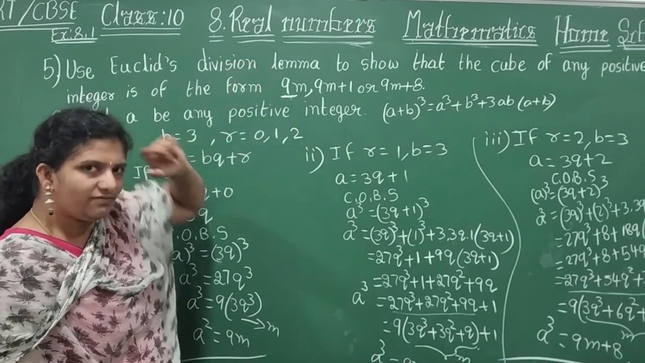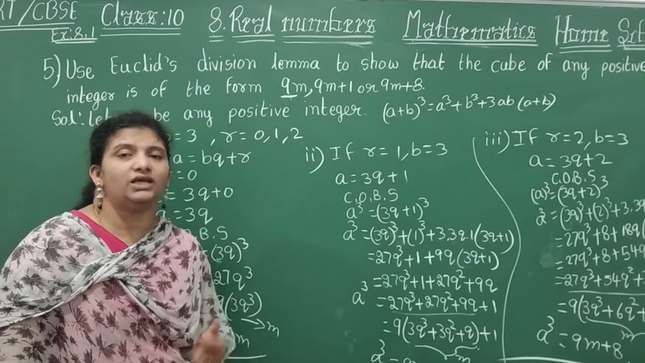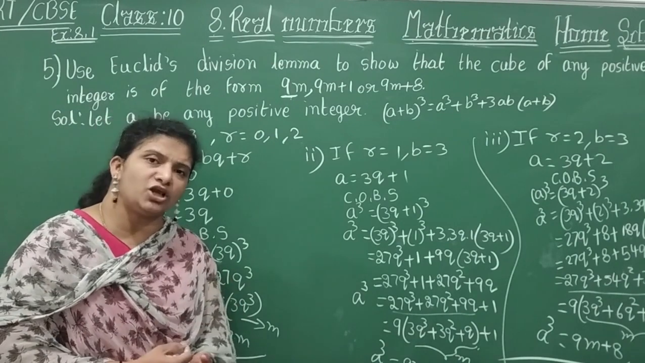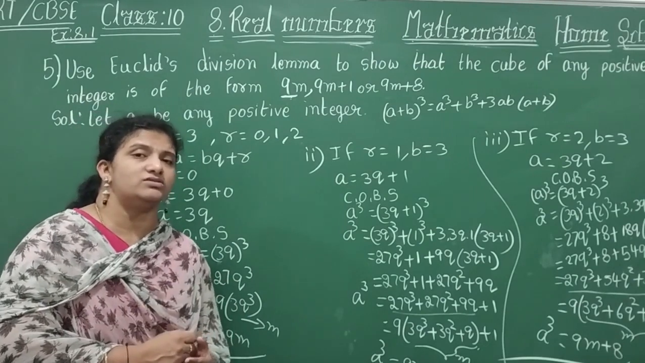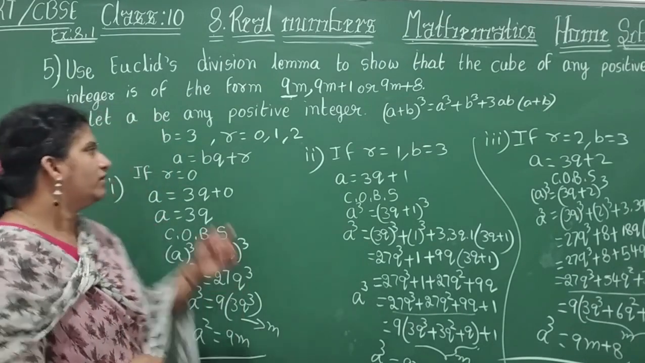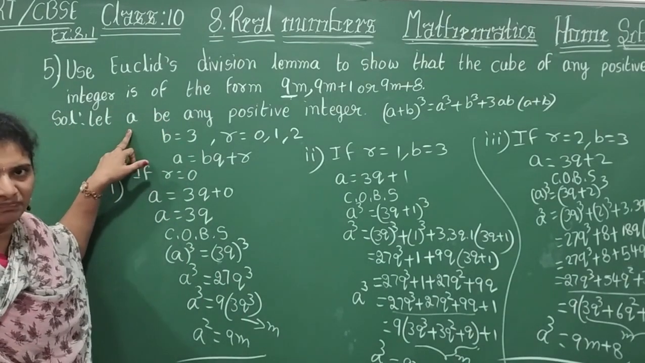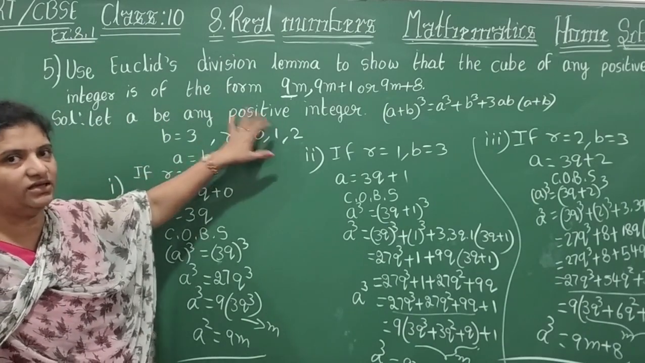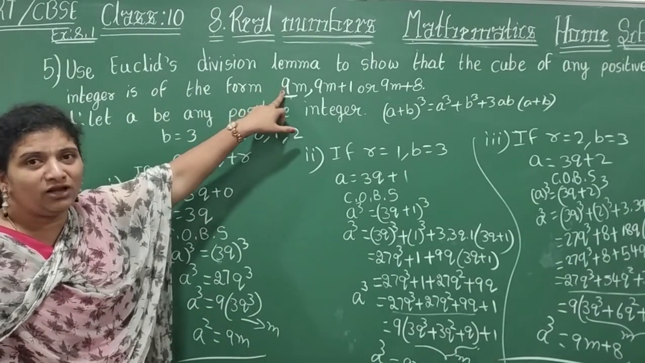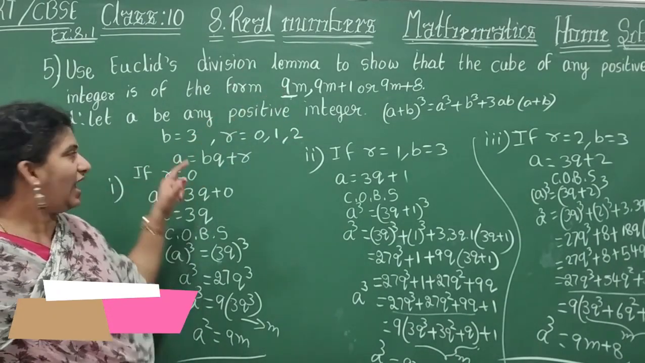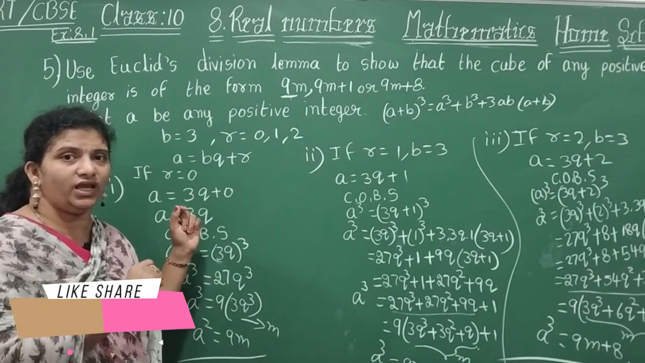Yes, b is 9. r will be 0, 1, 2, 3, 4, 5, 6, 7, 8. So what's the condition? In Euclid's division lemma, a is equal to bq plus r, where r is greater than or equal to 0 and less than b. So now I have considered a positive integer as a. If a is a positive integer, then in Euclid's division lemma, I am not going to take 9 here, I have taken 3. So children, why must I have taken 3?